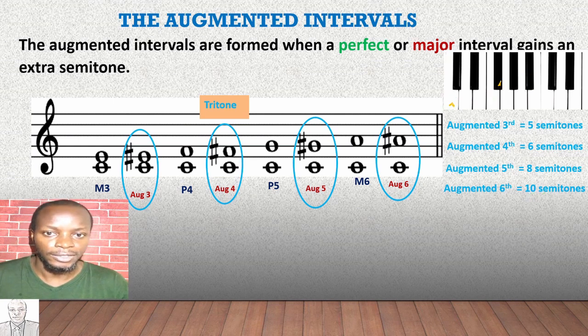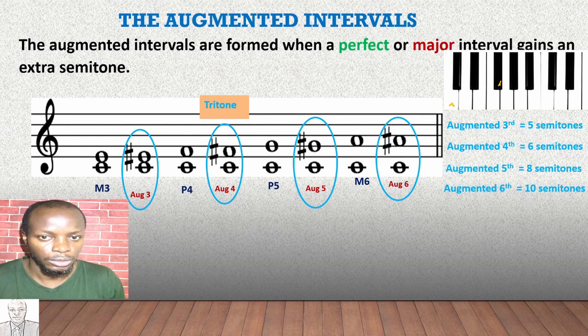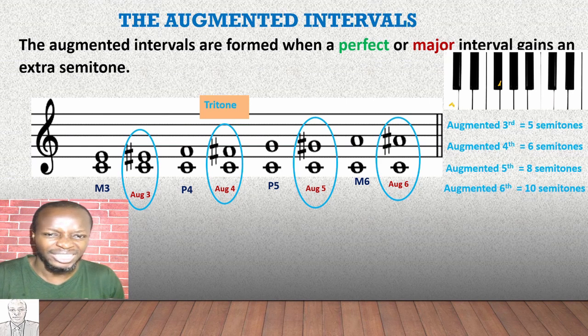Remember, this is just an instance. You can also build all this kind of interval on any key, on any 2 notes, but just ensure that the number of semitones in them is specific. For instance, if it's augmented third, then the number of semitones is 5. If it is augmented fourth, the number of semitones there is 6. If it's augmented fifth, the number of semitones is 8, and so on and so forth.